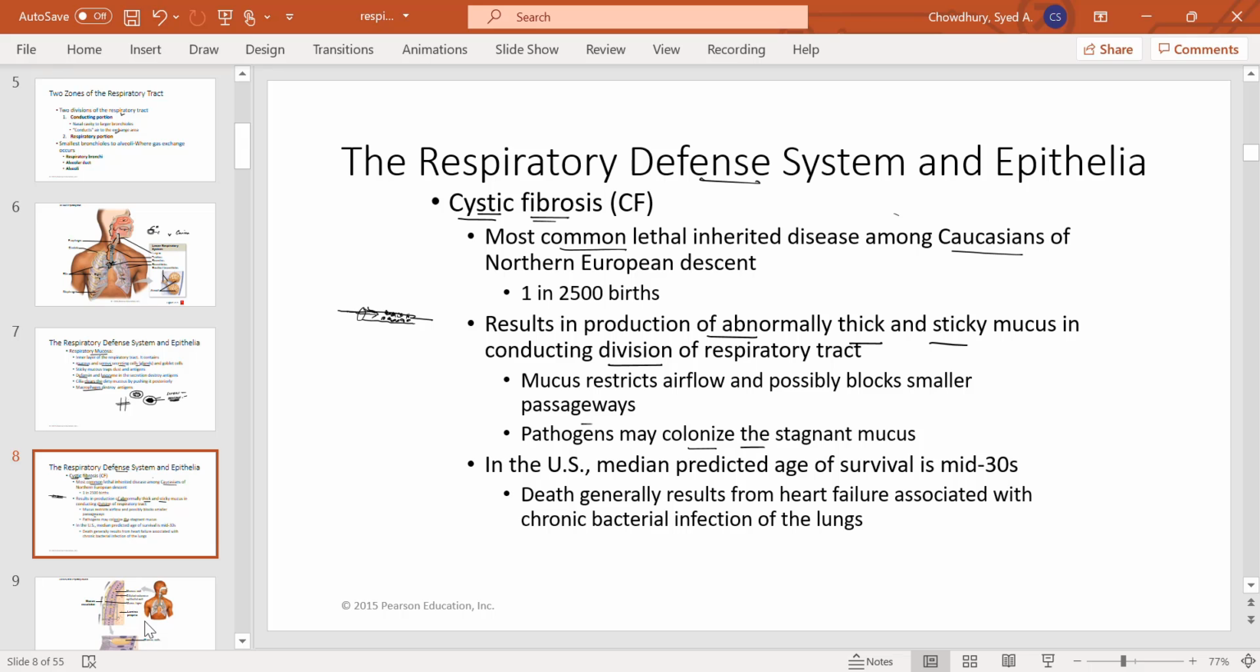And usually in cystic fibrosis the patient doesn't survive too long, and death results from heart failure associated with chronic bacterial infection in the lung.